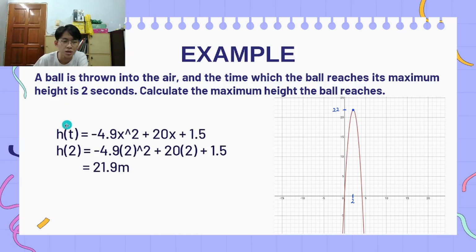So the given function is h(t) equals to negative 4.9 t squared plus 20t plus 1.5. From the question, we know that the time at which the ball reaches its maximum height is 2 seconds, and t stands for time. So we just sub in the 2 seconds into the function, which we got h(2) equals to negative 4.9 times 2 squared plus 20 times 2 plus 1.5, and we got the maximum height the ball reaches is 21.9 meters.